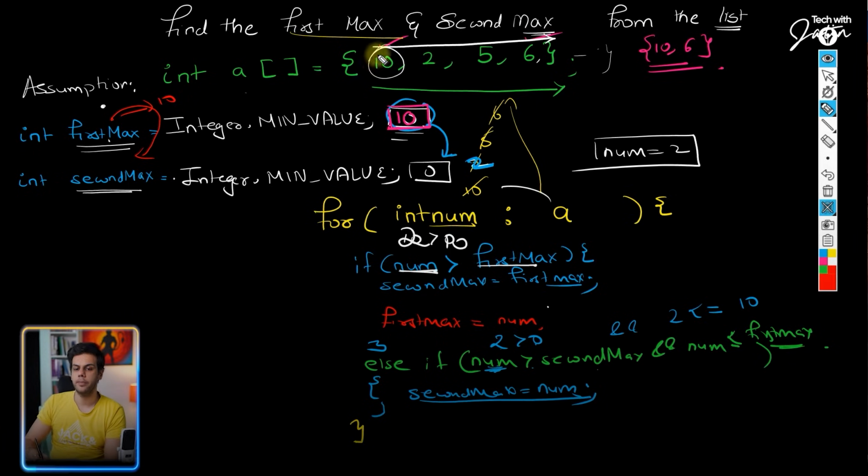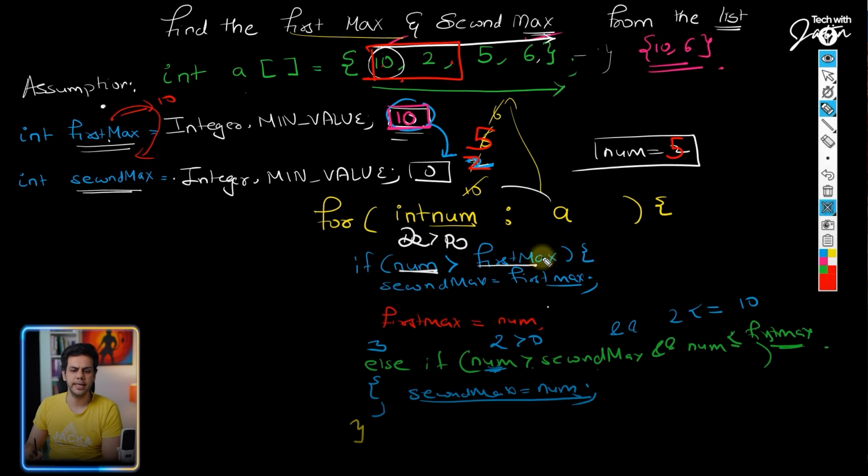Now, observe carefully. For these two elements, 10 and 2, first max is storing 10. Second max is storing 2. Is it storing the correct value? Right? Now, let's take the next number, which is 5. Again, number is going to be 5.